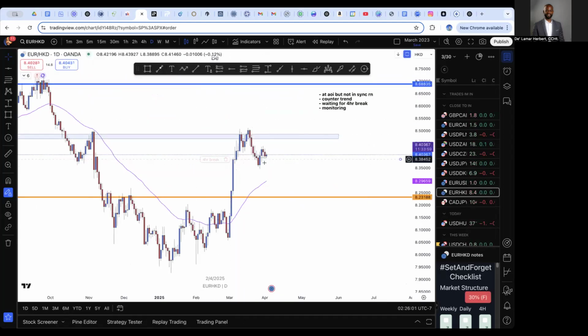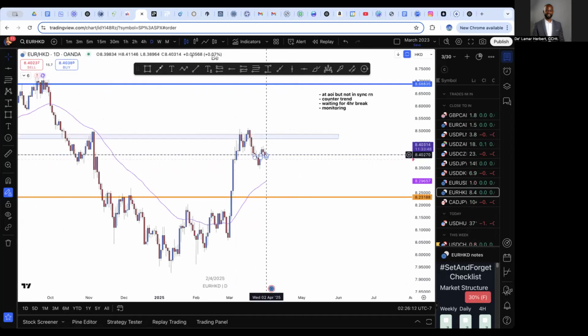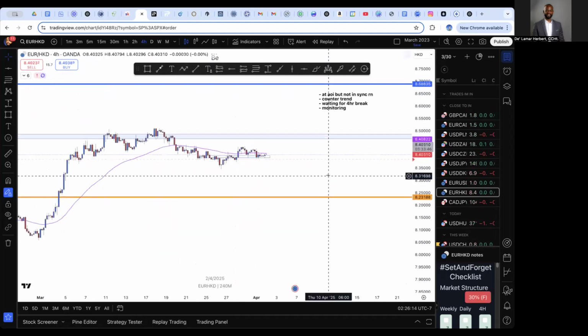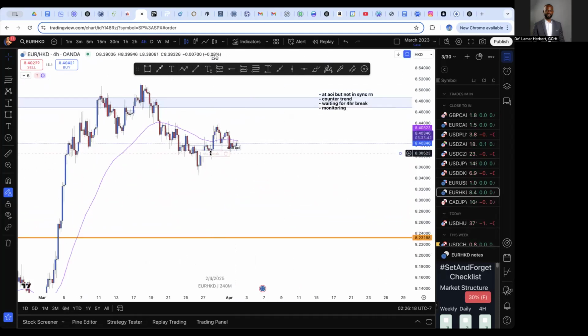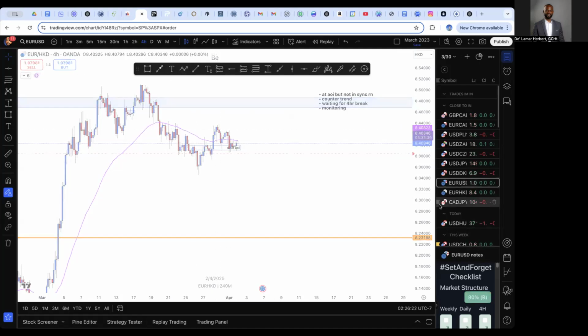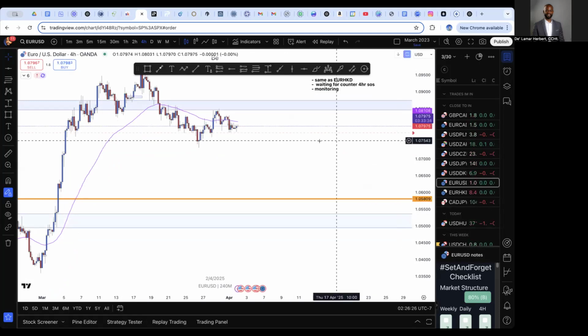All right, Euro HKD. We did have the shift of structure here on the daily, just showing the wick rejection here on the weekly. Then daily had its pullback, 4 hour. Just waiting for a break on the 4 hour here. Once we get that break, then we'll look for longer time frames. That can happen today. Euro USD, same thing. Waiting for that 4 hour break.